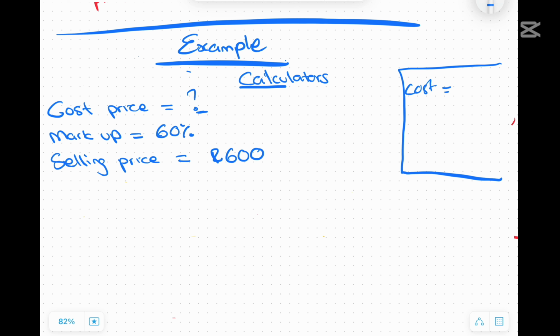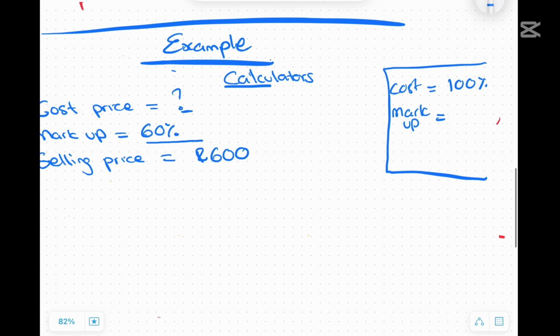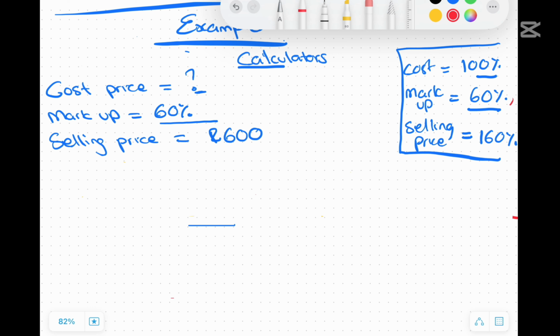So cost, always know that it's 100%, it doesn't change. Your markup is given. So in this case, our markup is 60%. All right, so your markup is 60%, and then the selling price, you add the percentage of the cost plus the percentage of the markup, so that will be 160%.